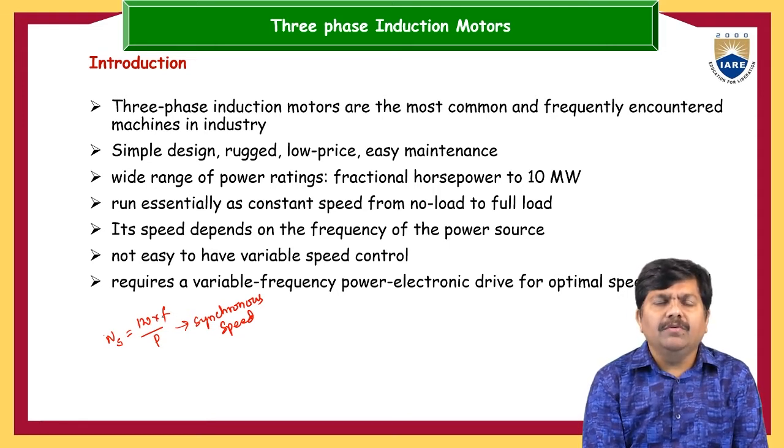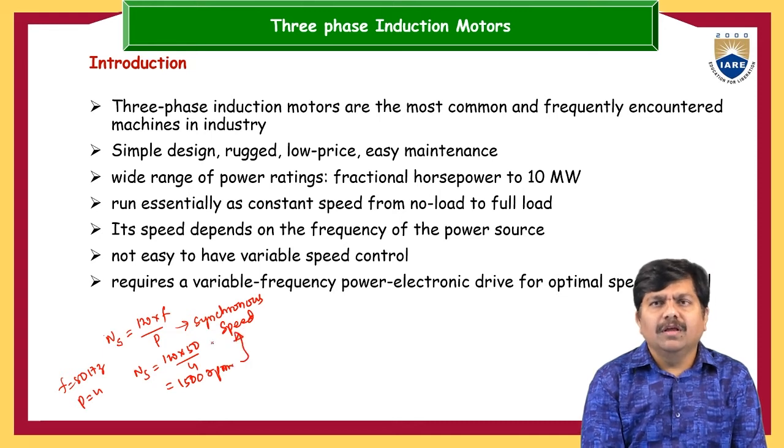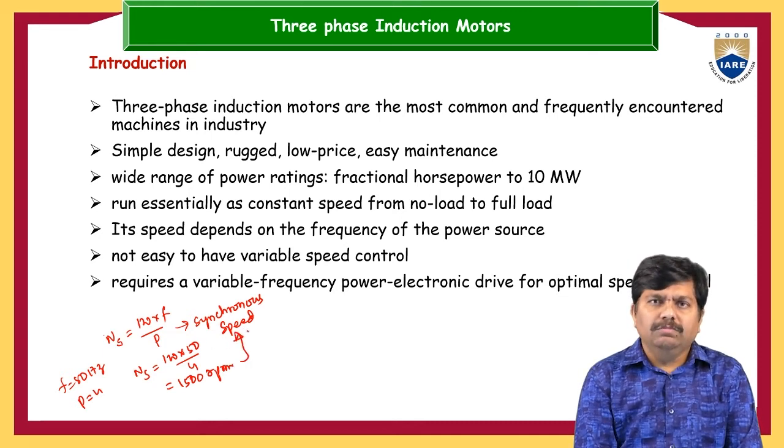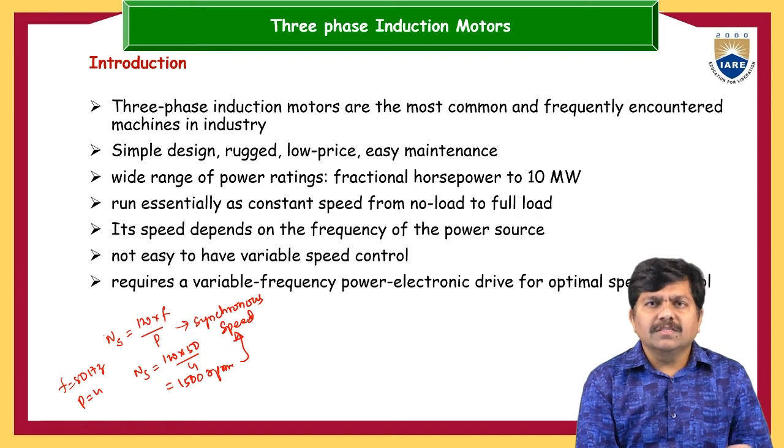So F is nothing but the frequency of the supply. Suppose the frequency of the supply is 50 Hz and the number of poles is 4. So this is 120 into 50 by 4, which is 1500 RPM, and that is the synchronous speed. So this is the method used to calculate the synchronous speed.